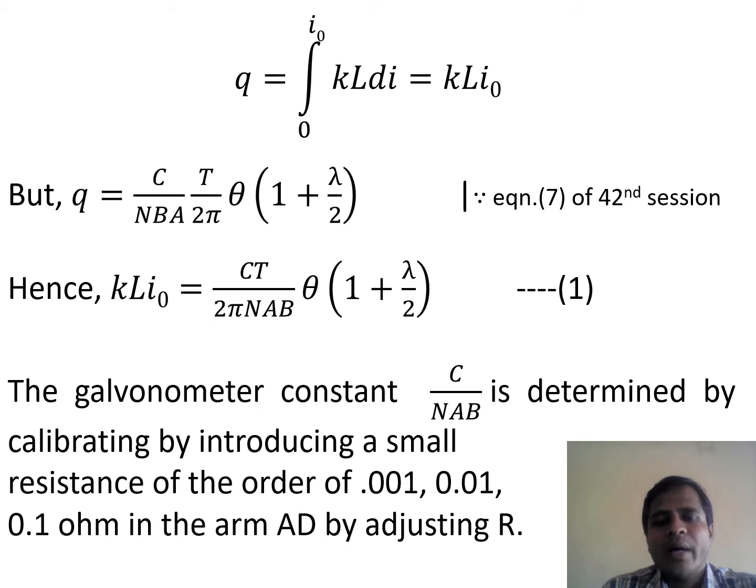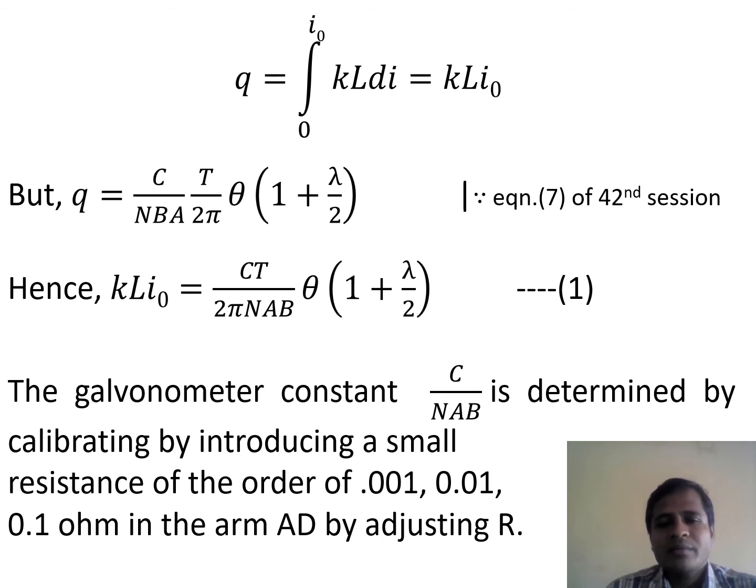After integrating and substituting the lower and upper limits, the final expression for Q will be equal to K into L into I naught. But from equation 7 of 42nd session, the expression for Q is C upon N into B into A into T upon 2 pi into theta into bracket 1 plus lambda upon 2. So equating these two equations, the expression for K into L into I naught is equal to C into T upon 2 pi into N into A into B into theta into bracket 1 plus lambda by 2. So let this equation be 1.